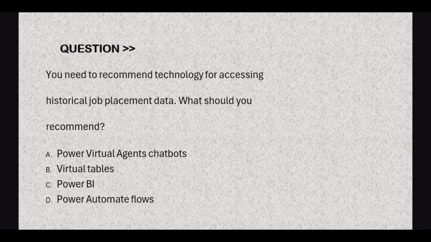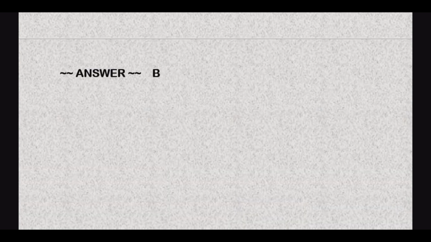You need to recommend technology for accessing historical job placement data. What should you recommend? The options are: option A, Power Virtual Agent chatbots. Option B, virtual tables. Option C, Power BI. Option D, Power Automate workflows. The correct answer is option B.